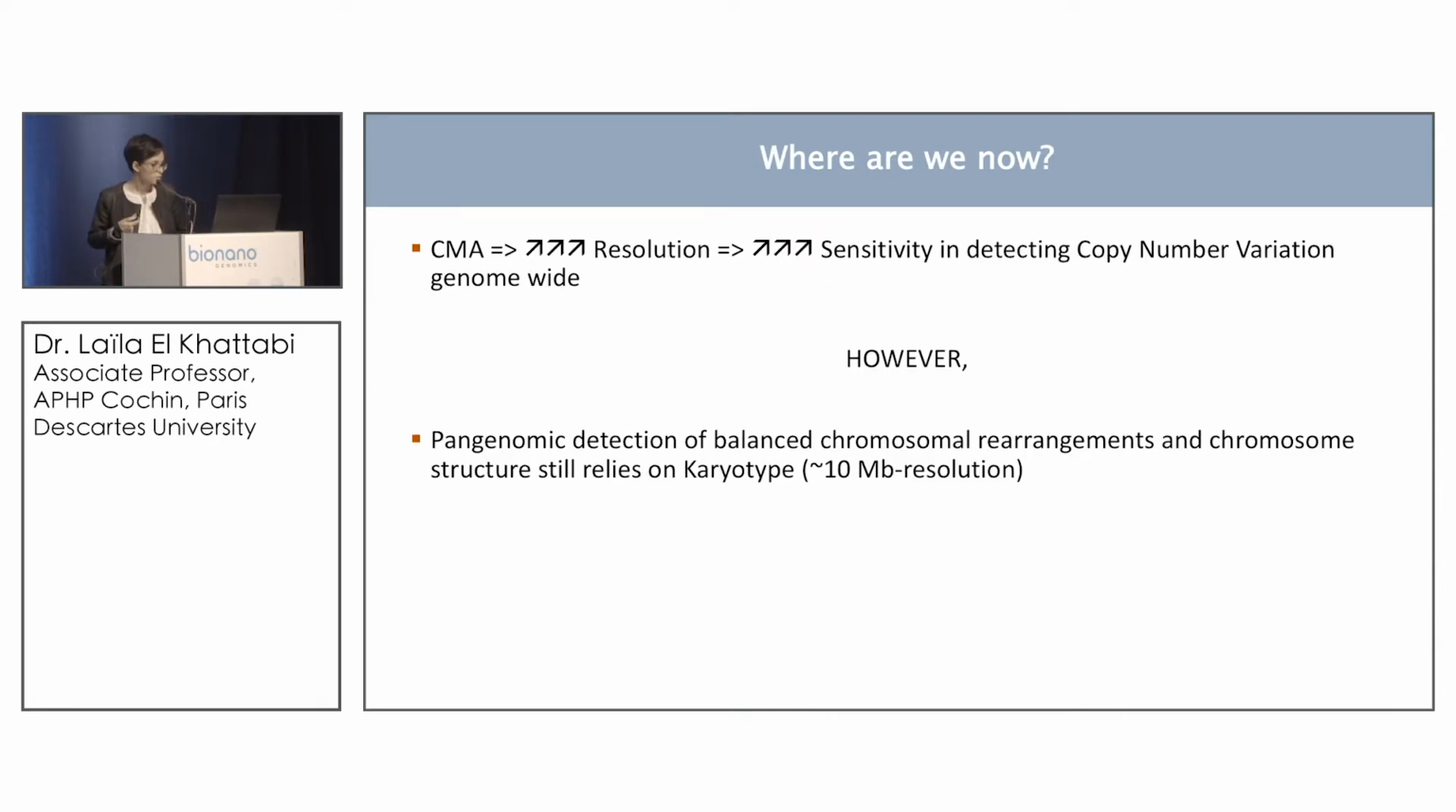Now we have a very nice diagnostic yield with CMA, chromosome microarray analysis, but this is for CNV detection. We are still struggling and challenged by the detection of balanced translocations or balanced inversions, etc., because only karyotype is able to do it today in a real clinical setting.